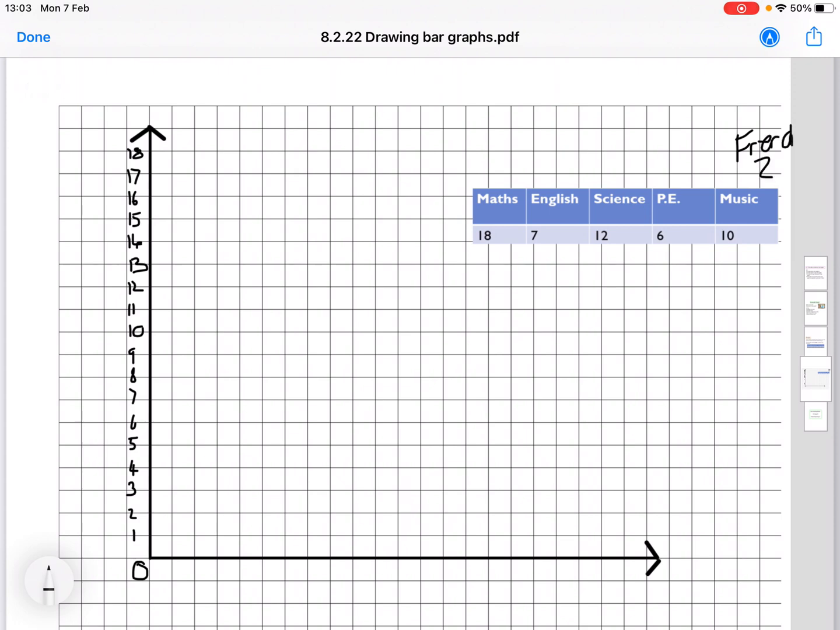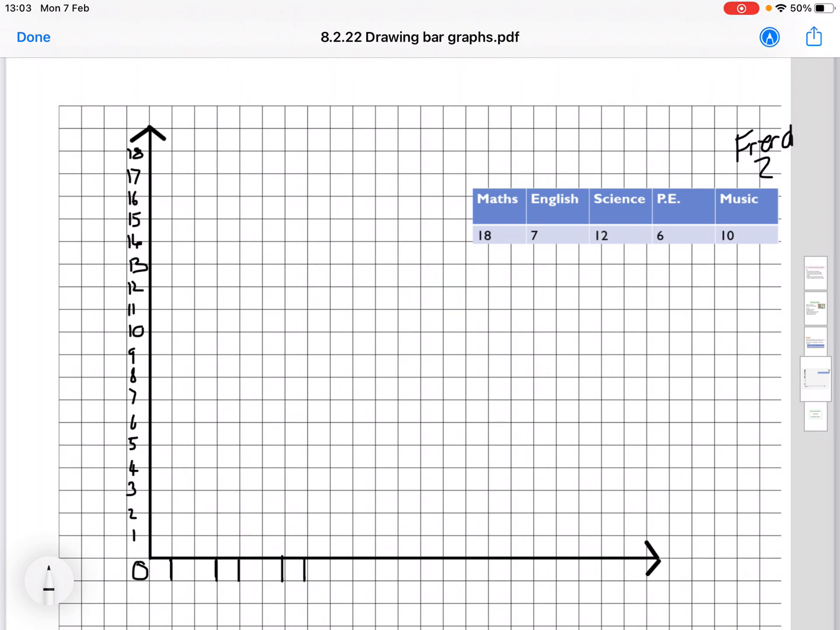Okay, so we're going to mark out our bars. So we've got 1, 2, 3, 4, 5, 6 different subjects, okay? So we want to make sure that we've got enough space for our bars. So I'm going to leave a space at the very start, and I'm going to go for 2 boxes wide. Now you could do your bars 1 box wide, 2 boxes wide. It's completely up to you, as long as they are the same size all the way along. So what I'm going to do is use 2 boxes for a bar, and leave 1 box for a space.